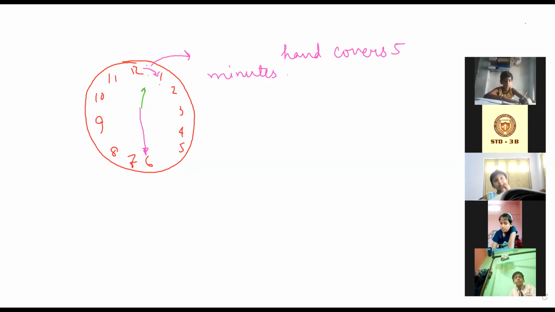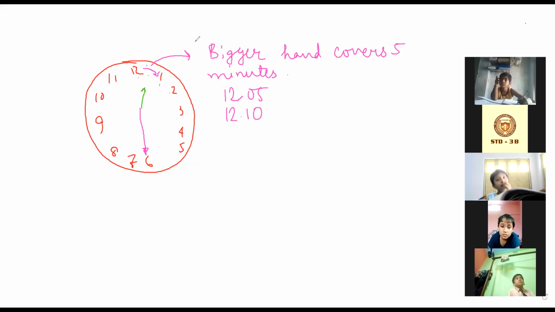So the bigger hand covers 5 minutes. Bigger hand covers 5 minutes means when the bigger hand travels from 12 to 1, you will see that it is only 12:05, right? When the bigger hand is on 2, here it will be 12:10. Like this, every day the watch is giving us the time, right?